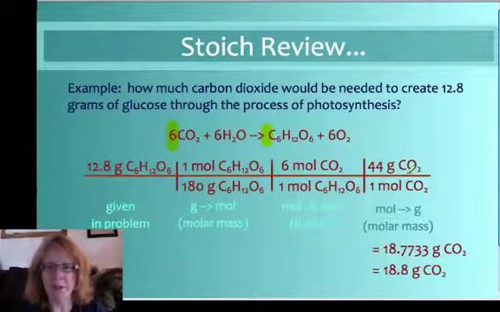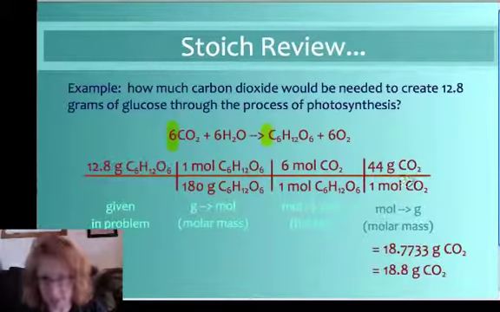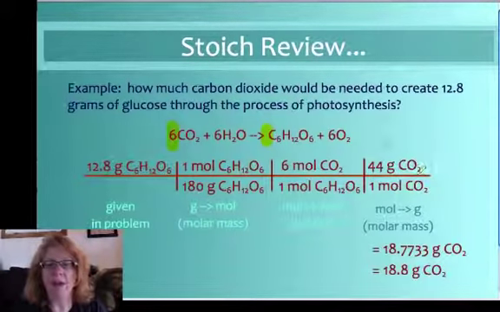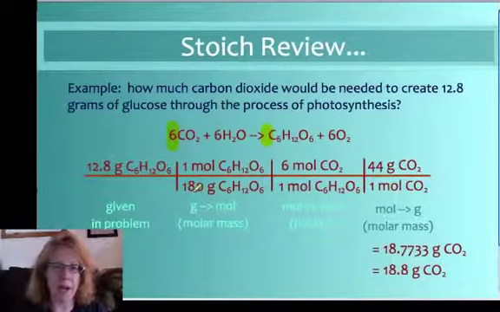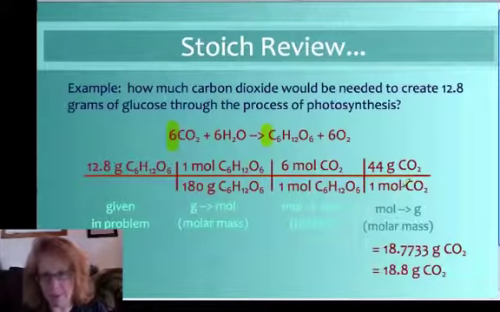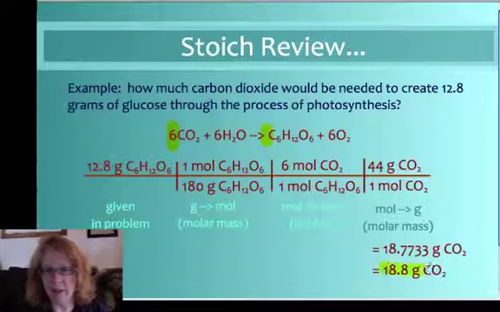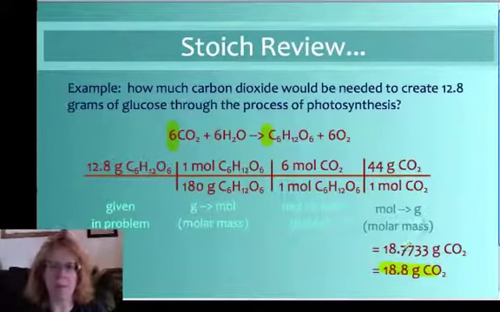And then the last step that we have to do is convert back from moles to grams. So moles is on the top, moles is on the bottom, crosses out, and then this is the molar mass. 44 grams is the molar mass of carbon dioxide. That's 1 carbon, which is 12 grams, and 2 oxygens, which are 16 grams each. By the time you do all this out, remember, you multiply across the top, so it's 12.8 times 1 times 6 times 44, and then you divide by everything on the bottom: divide by 180, divide by 1, divide by 1. We get our final value of 18.8 grams in 3 sig figs.